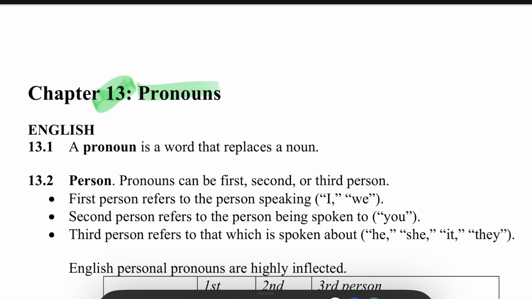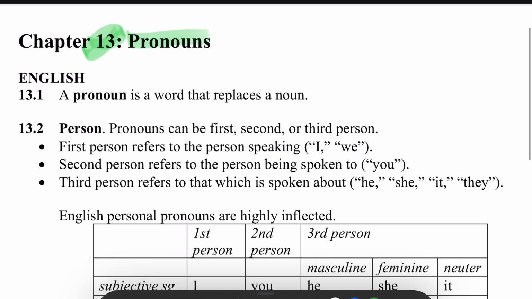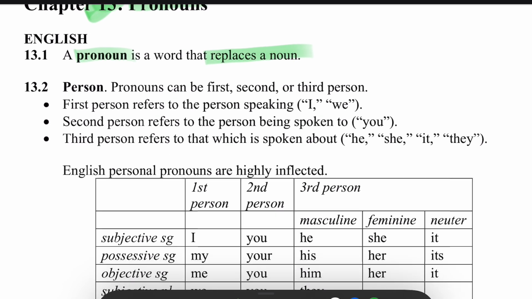Today we are going to be going over pronouns, specifically personal pronouns. We talked a little bit about relative pronouns in chapter 12, but today we are talking about personal pronouns. A pronoun is a word that replaces a noun. It stands in place of, functions in place of a noun. As we saw with the relative clause, the relative pronoun was standing in place of a noun in the clause that it was linking the relative clause to. So here we're going to see similar things when it comes to personal pronouns.